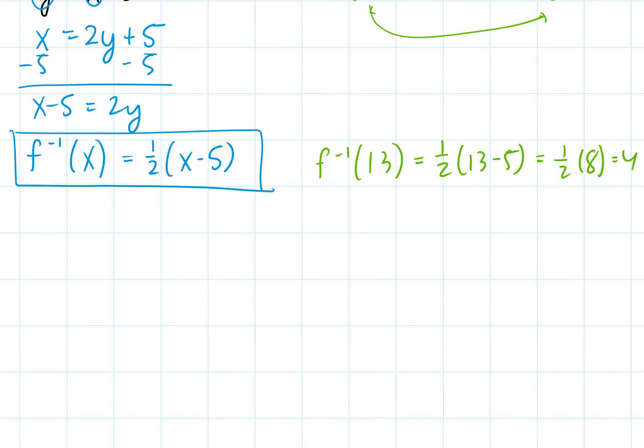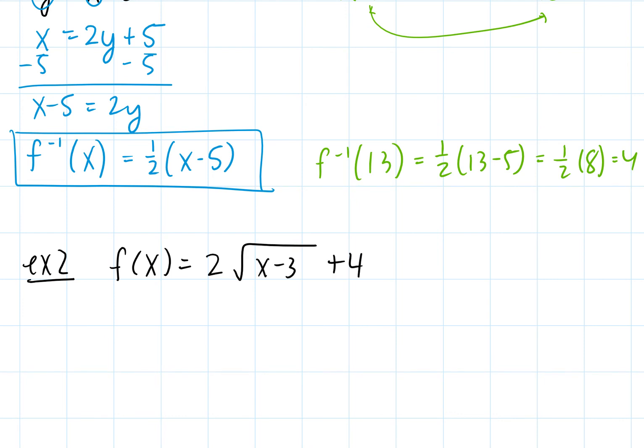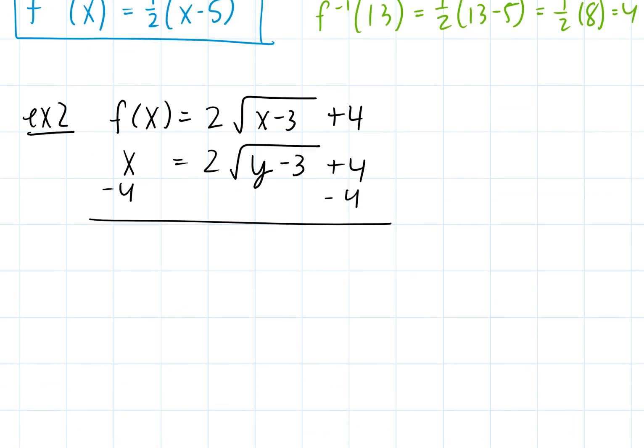Okay, let's find the inverse function of a radical example. Find the inverse of this function. F of x is 2 root x minus 3 plus 4. Well, an inverse function essentially switches x and y values. So we just need to switch the place of the x and y values and then solve for y. Solving for y means we want to isolate the root, except possibly a coefficient, and then square both sides.